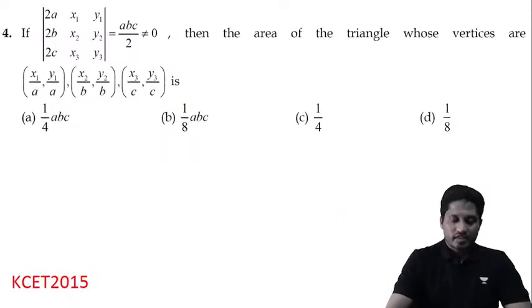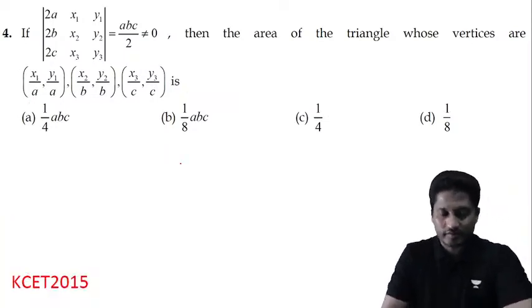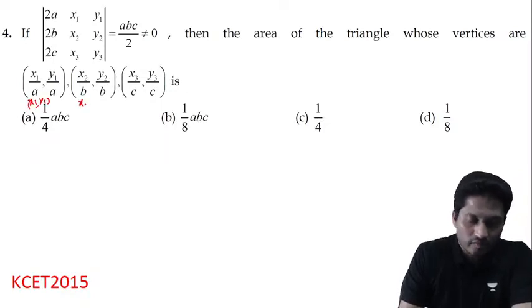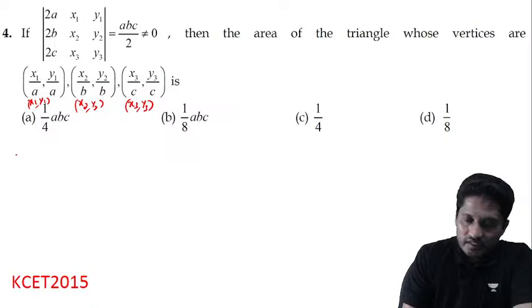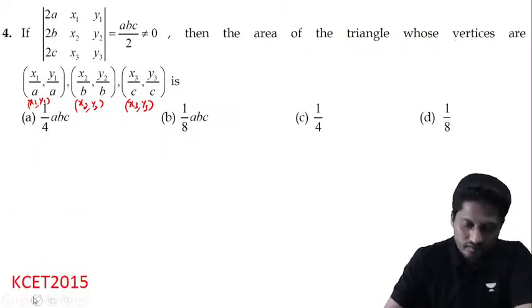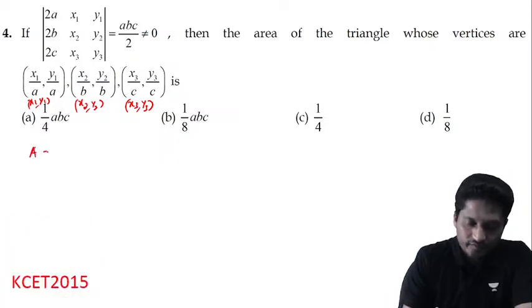Area of a triangle whose vertices are, okay. Now let's say this vertex is x1 comma y1, x2 comma y2, this is x3 comma y3. Area of a triangle whose vertices are, right. Now area of a triangle is equal to half of determinant of x1 y1 1, x2 y2 1, x3 y3 1.